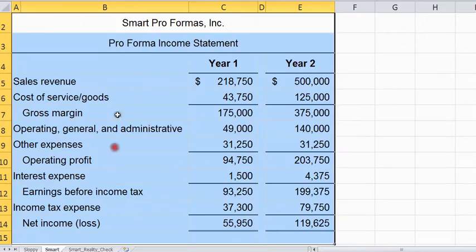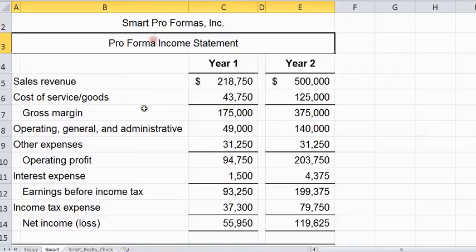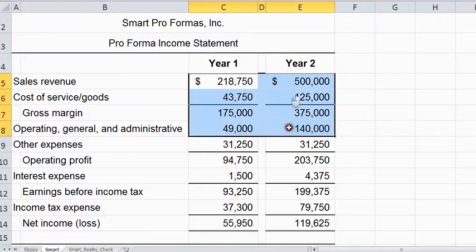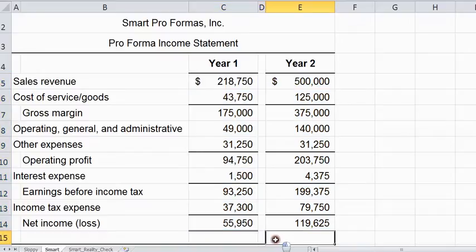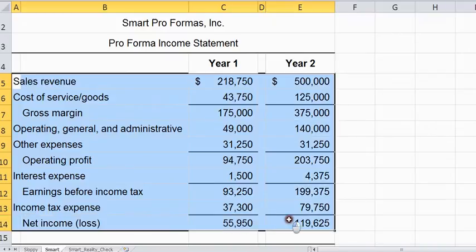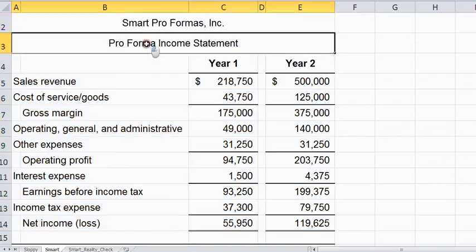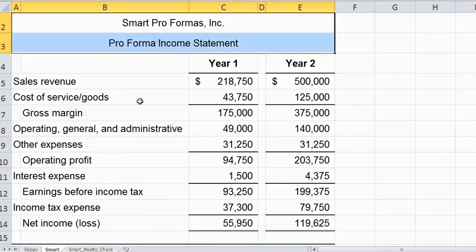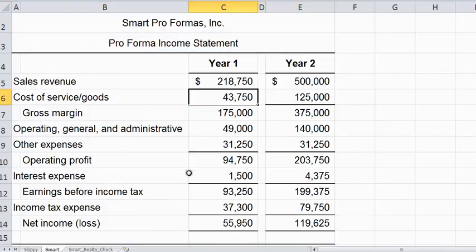So let's go to Smart Pro Forma Incorporated, their pro forma income statement. And it ends up looking like this. Okay, so here's the income statement for year 1 and year 2, actually in this blue area I highlighted. But the name of the company and then the title of the statement is also part of the income statement. All right. $ sign at the top, but no $ sign after. Everything is right justified in commas. All right, and do not put decimal points.